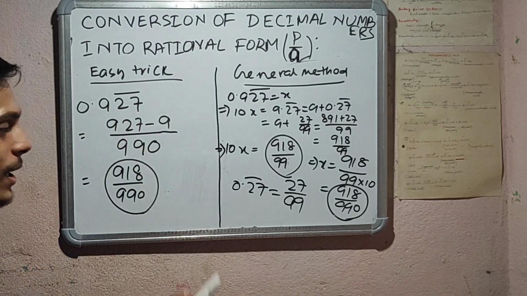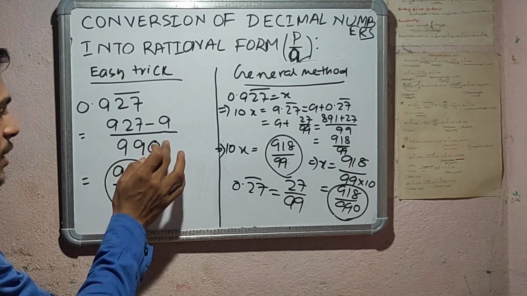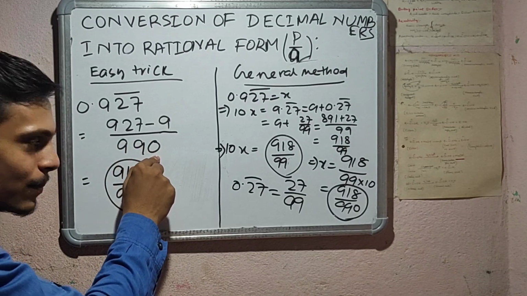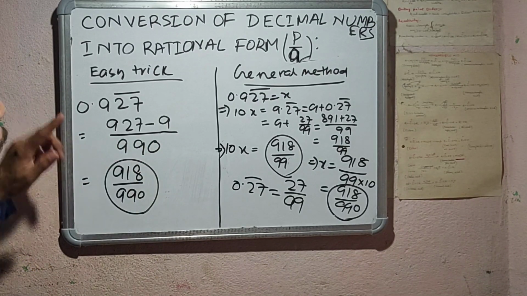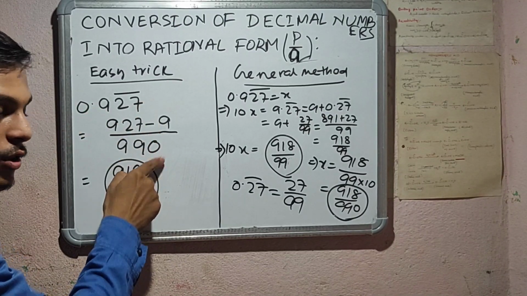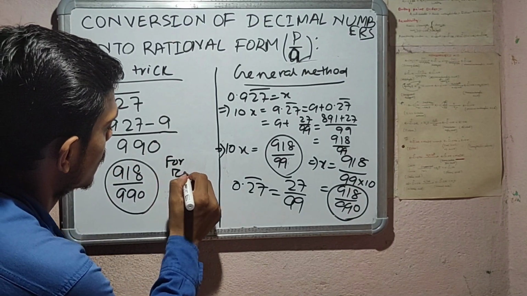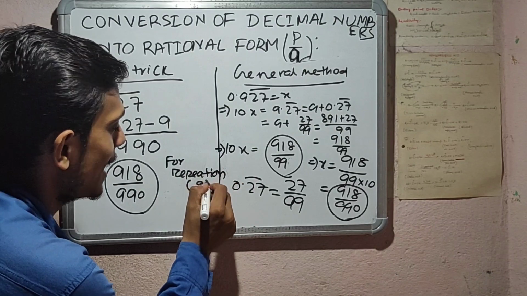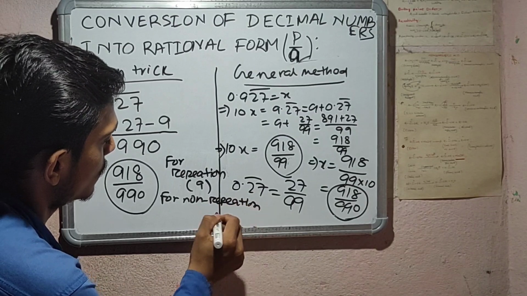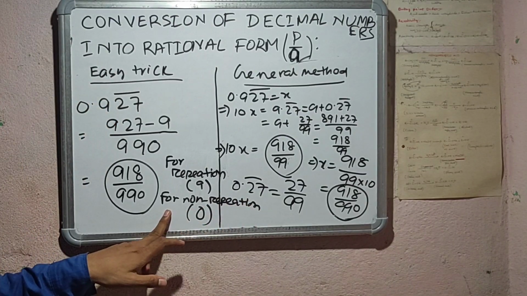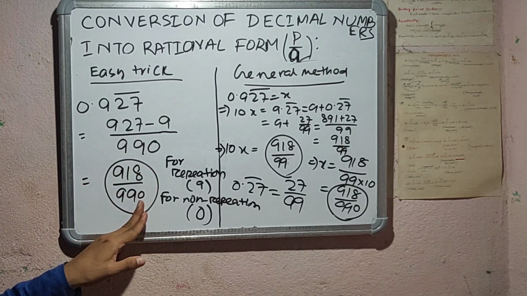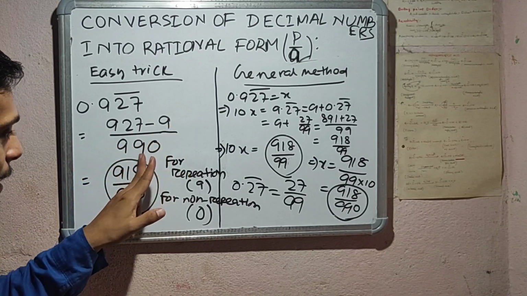It is the numerator. But in the case of the denominator, see, you just write 9 continuously. But why is there a 0 here? Because one number is non-repeating. For repetition, you put 9. For non-repetition, you put 0. It is very important. For repetition, you put 9, and for non-repetition, you put 0. Clear my point? So 927 minus 9 by 990.